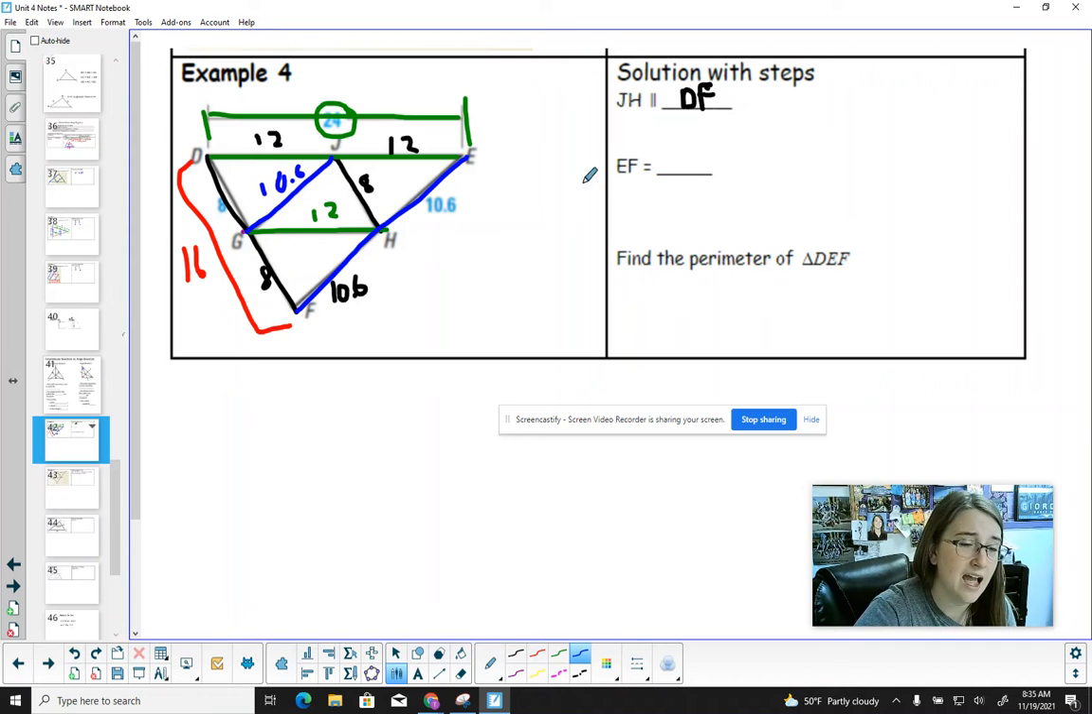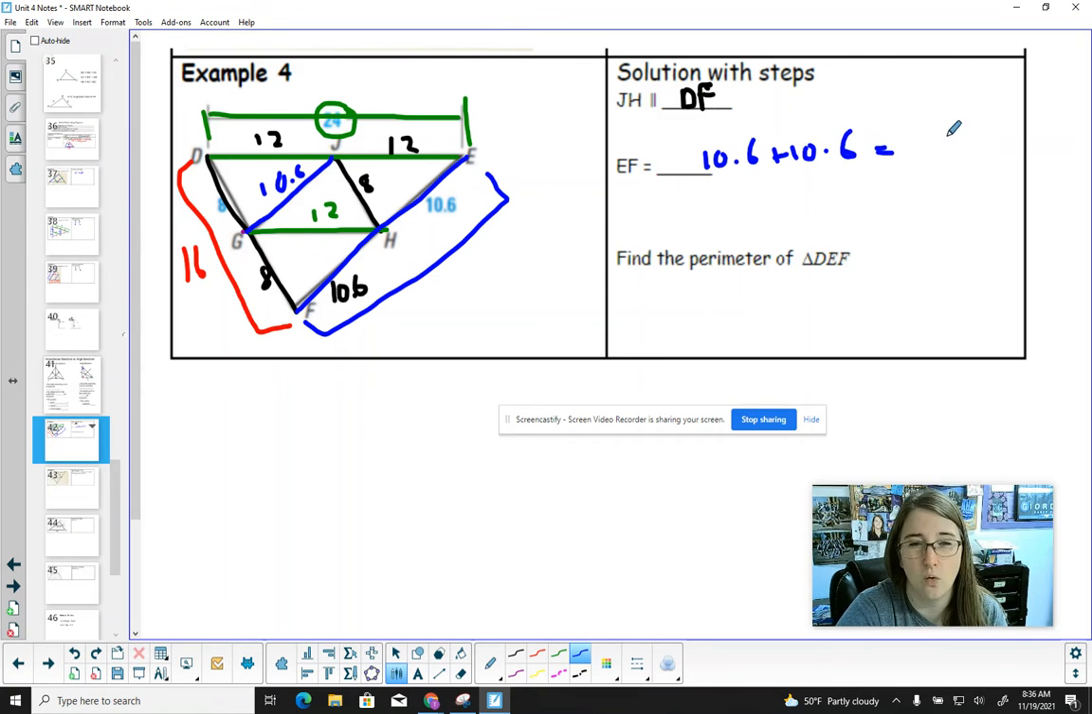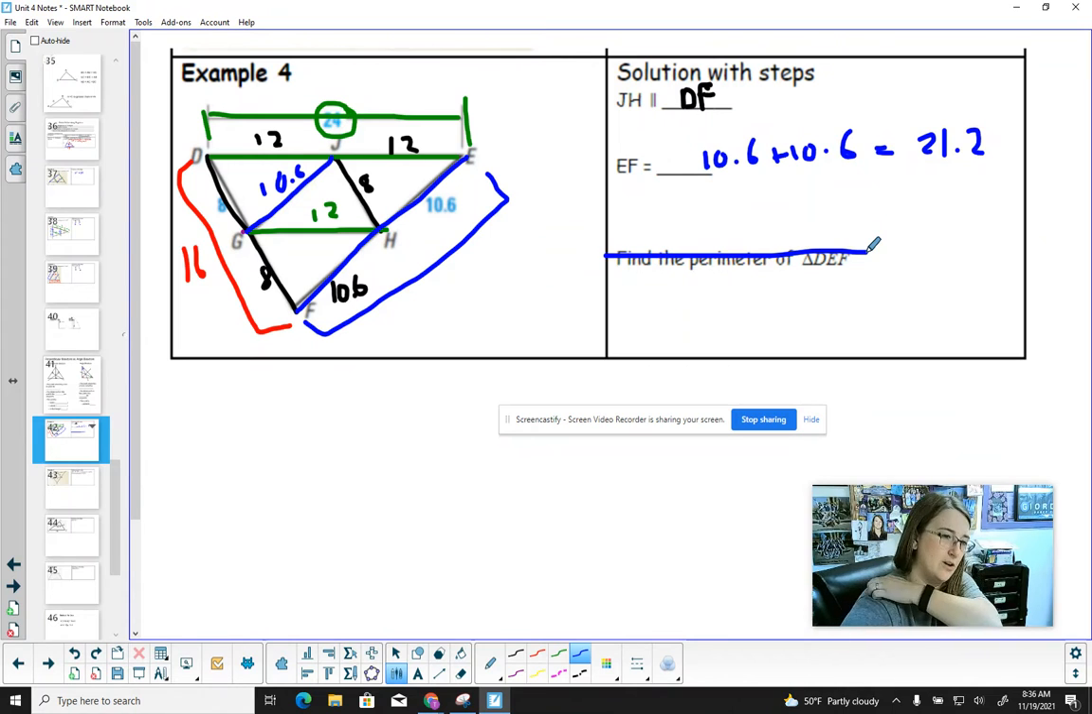They only asked for EF, which we can find very quickly, actually, by doing a little bit of math here. EF is this whole thing. That's going to be 10.6 plus 10.6, right? That's going to give us that whole length. So 21.2, I believe. Might need to do that in the calculator. We won't answer this question just yet. We'll come back to that one later.